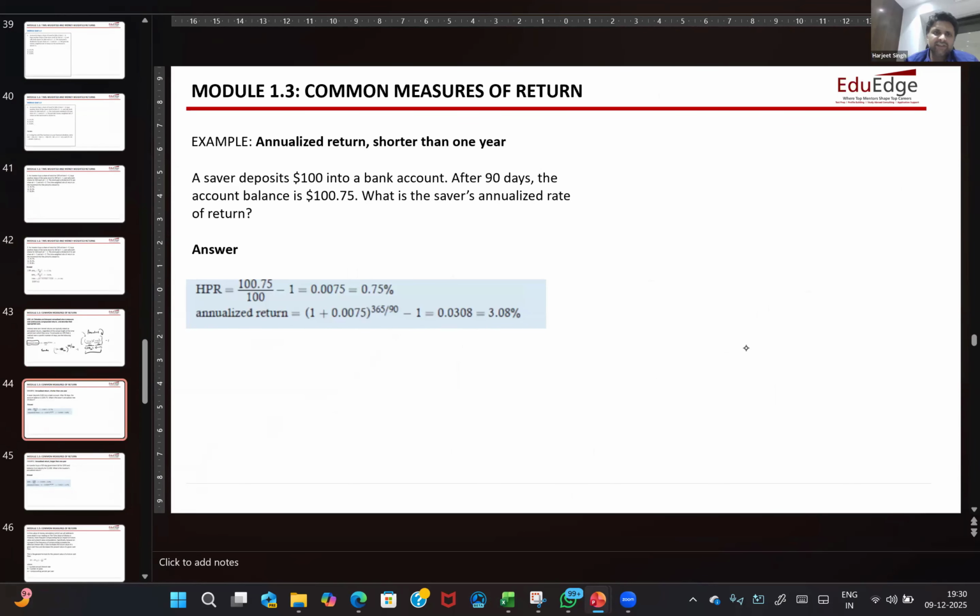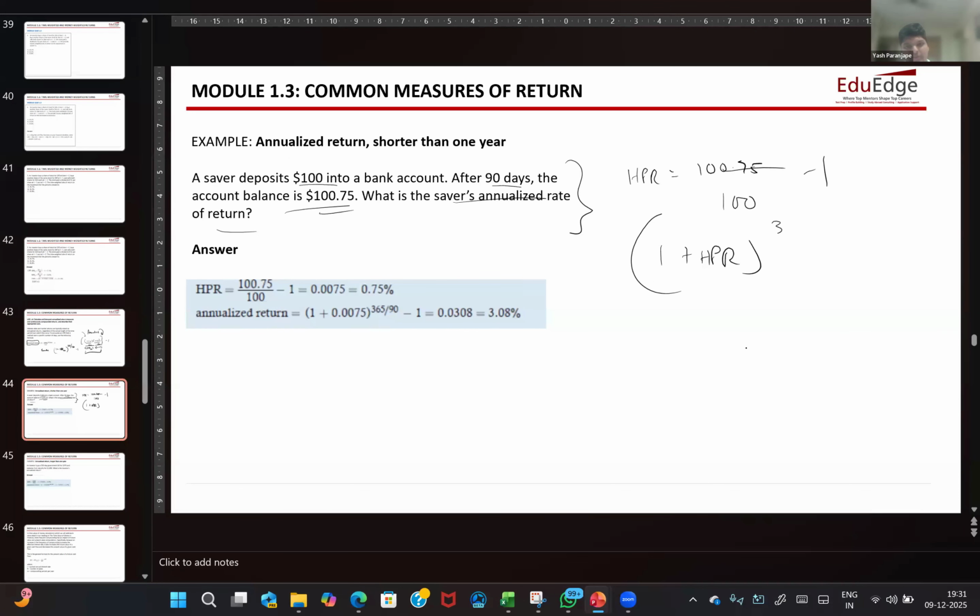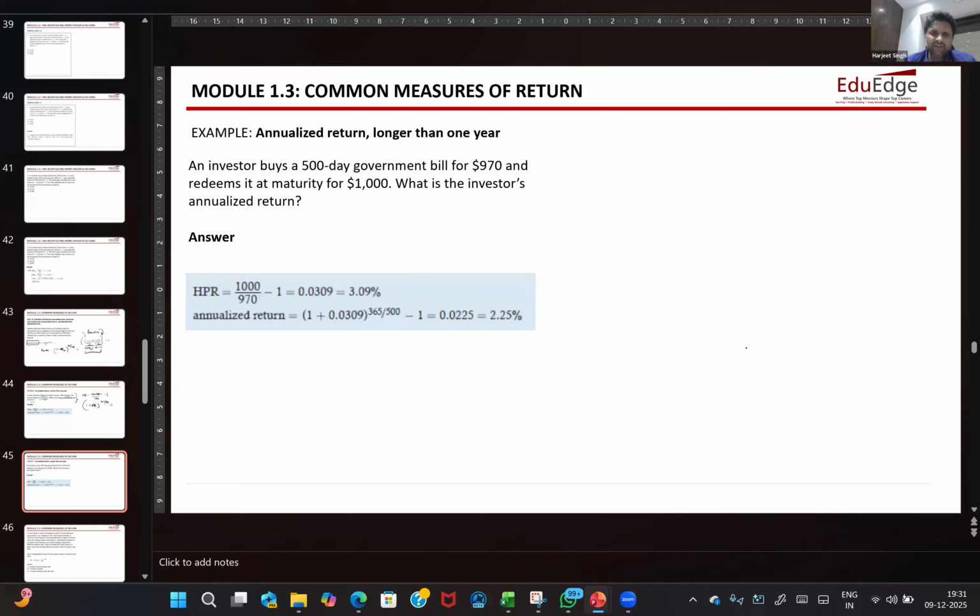For instance, if you deposit 100 into a bank account, after 90 days the balance is this much. What is the saver's annualized rate of return? So what is HPR here? HPR will be 100.75 divided by 100, minus 1. And then to find the annualized return, you add it to 1 and raise it to 365 divided by 90. So that's your annualized return.